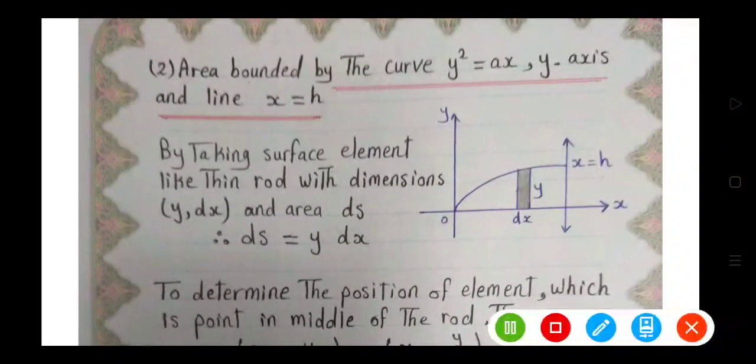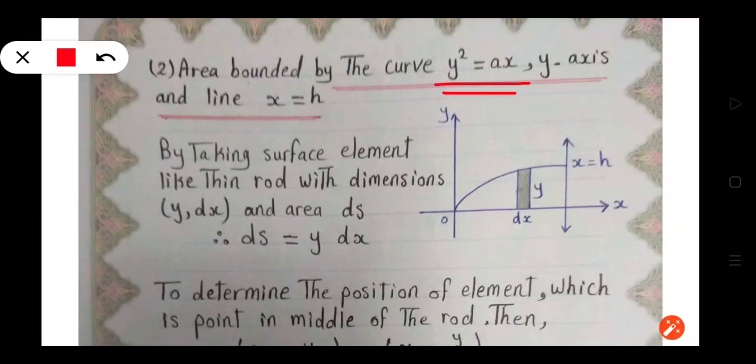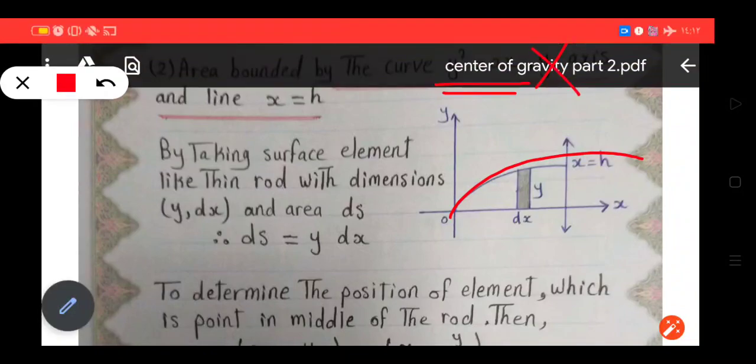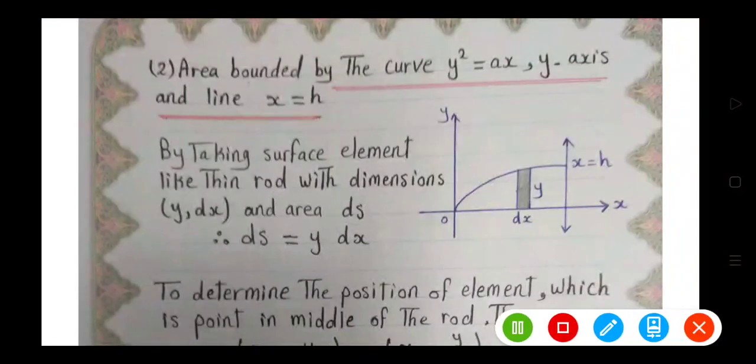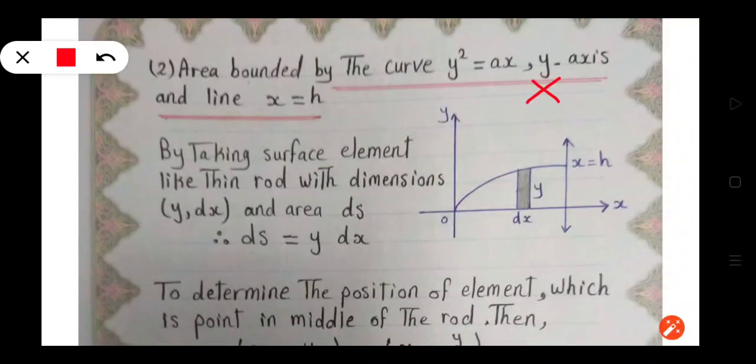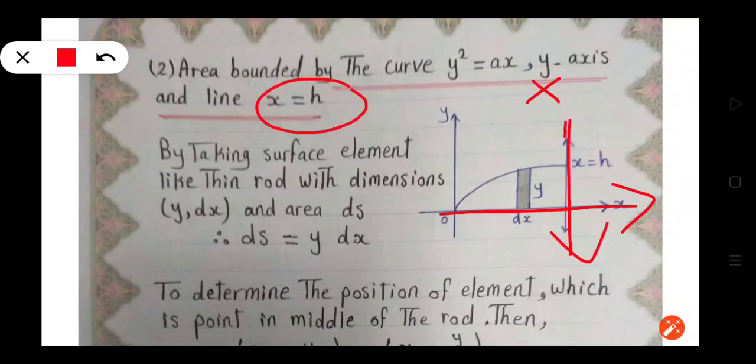Area bounded by the curve y squared equal x. In the relation between x and y, one of them, y, is of the second degree and x is of the first degree, so it is a parabola which is symmetric about the x-axis, and that's the x-axis, and the line x equal h. This is the curve. So this is the area which we want to find the center of gravity.